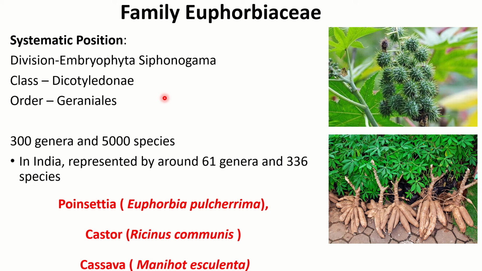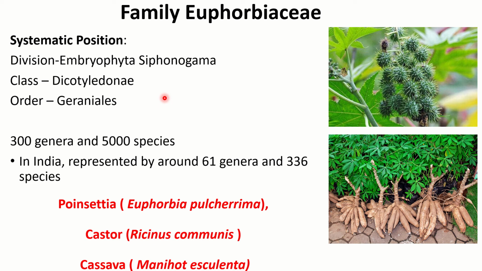Most of its plants are xerophytic in nature. You all know what xerophytes are? They grow in desert or arid regions. This family is also known as the spurge family. The tropical plants of this family grow to form herbs, shrubs and trees.